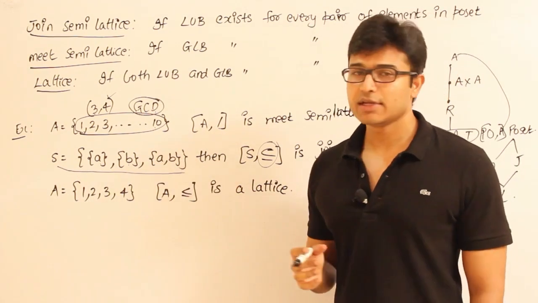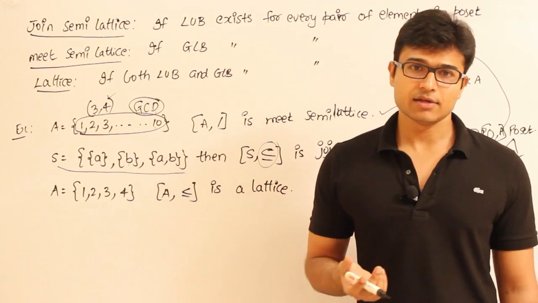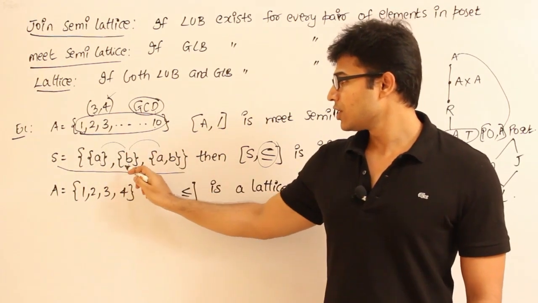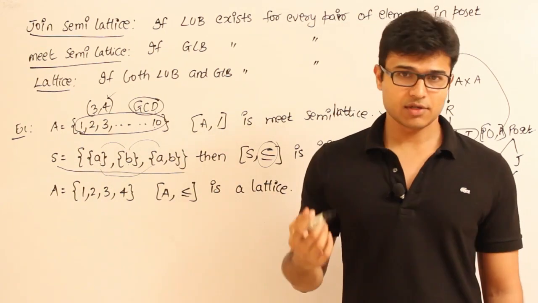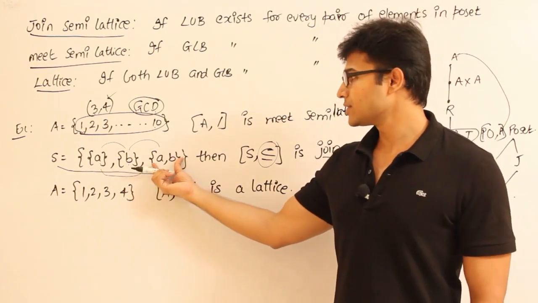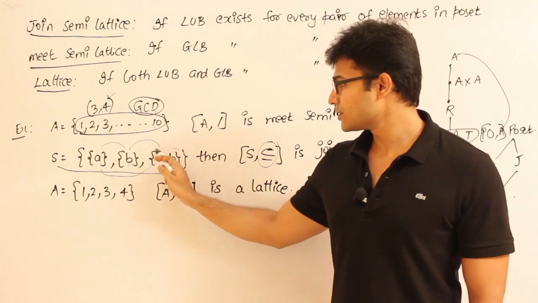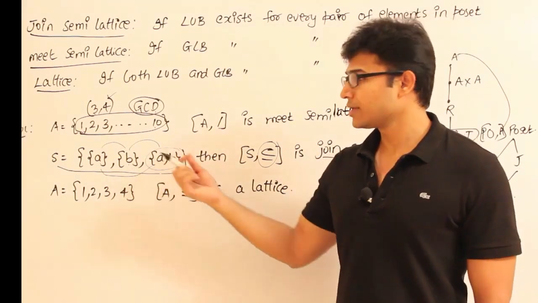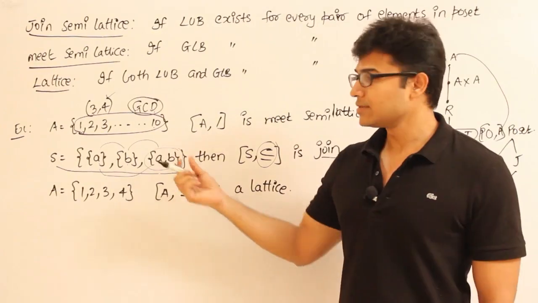In fact, we have only 3 elements, therefore we are going to get 3C2, which is nothing but 3 pairs. Either you take these two or these two or these two. If you find the union, the result is going to be present in this same set, which is of course this one, isn't it? Therefore, for every pair of elements in this set, we are going to have the least upper bound.